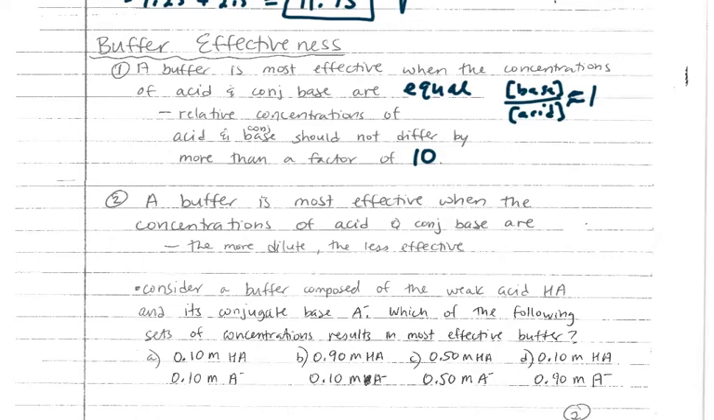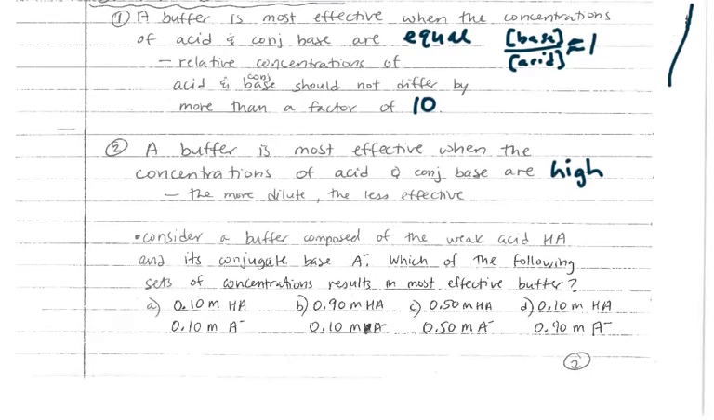The second thing that makes a buffer effective is when the concentrations of the weak acid-base pair are high. All right, not a dilute solution of the conjugate acid and base, but a fairly concentrated solution. The more dilute the buffer is, the less effective it is. And that makes sense if you think about the fact that those weak acids and bases neutralize anything that you add. So the more of the weak acid and base you have in that buffer, the more acid and base you can neutralize when added, the more effective the buffer will be.